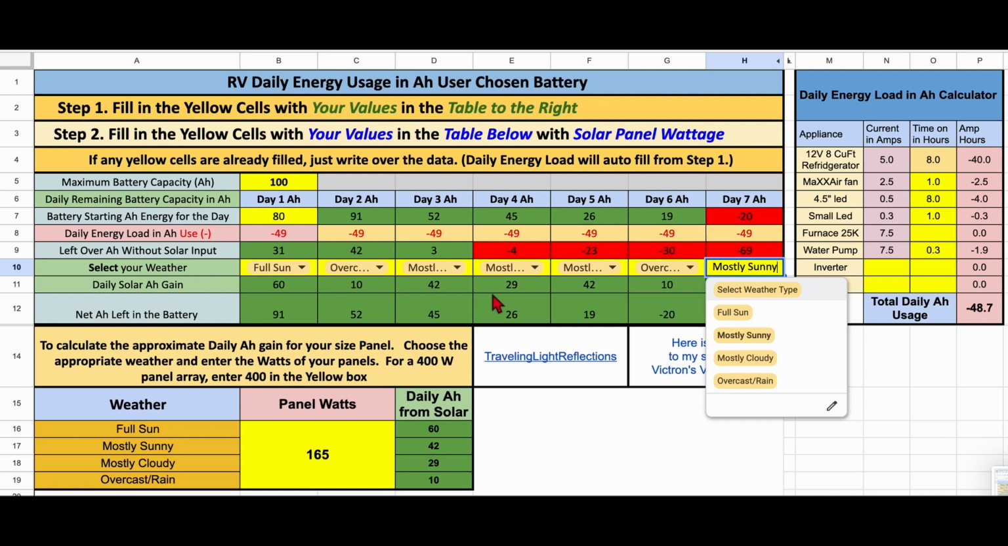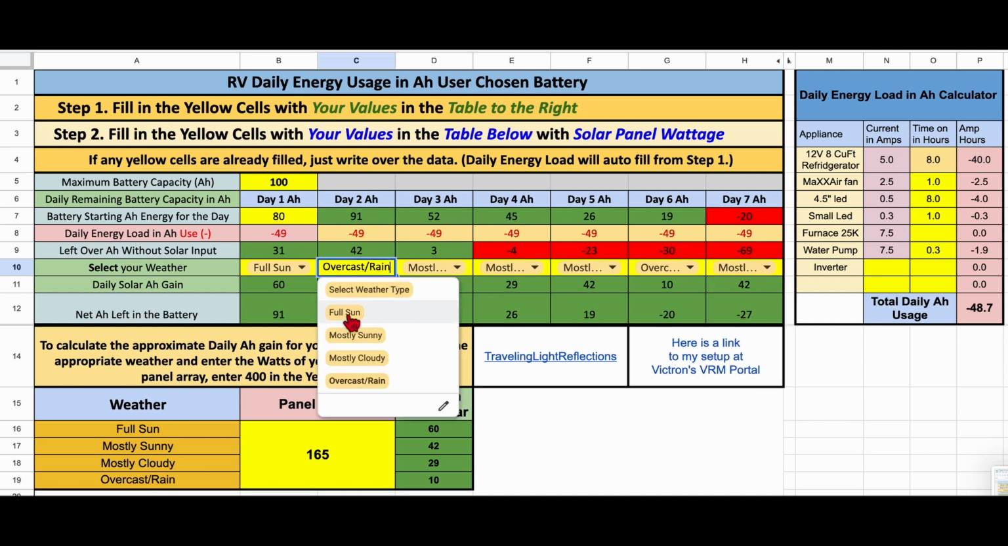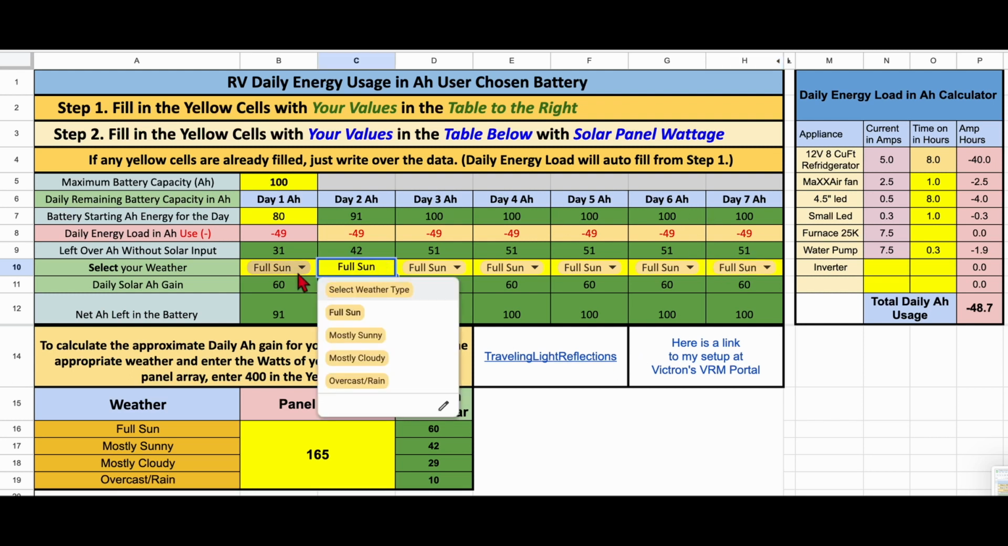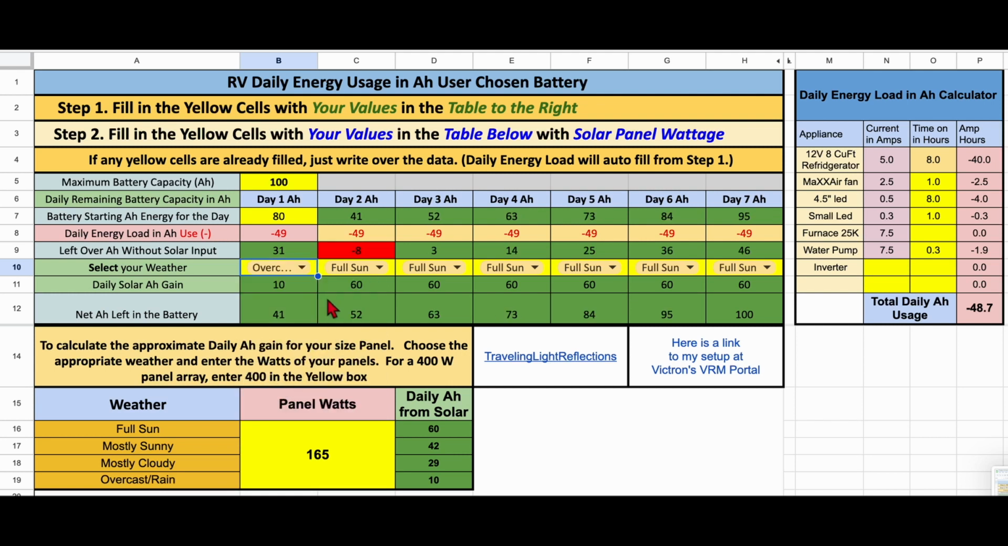Let's just change this down to full sun for all of them. If they were lucky enough to have full sun, you can see right off the bat here that they went from the 80, even with this negative 48 drain and the 165 watt panel, they were able to increase to their 100% and stay at the 100%. The sun is great. But what if they had a washout? Every single day that they were out, it rained.